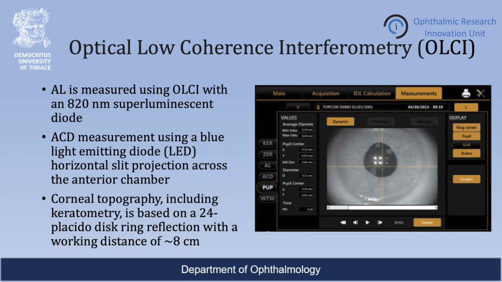In optical low coherence interferometry, axial length is measured with an 820 nanometers superluminescent diode. Anterior chamber depth is measured using a blue light emitting diode horizontal slit projection across the anterior chamber. This technology can also perform corneal topography, including keratometry. These measurements are based on a 24 Placido disc ring reflection, with a working distance of about 8 centimeters.